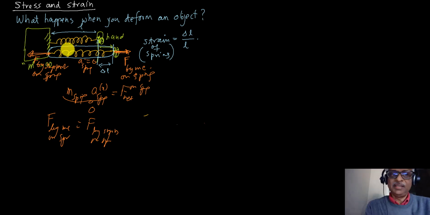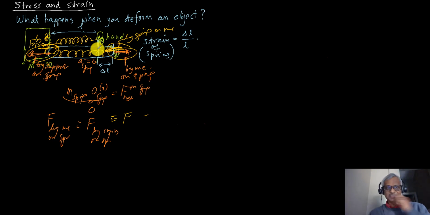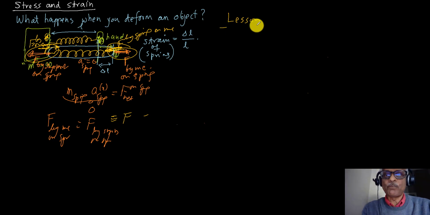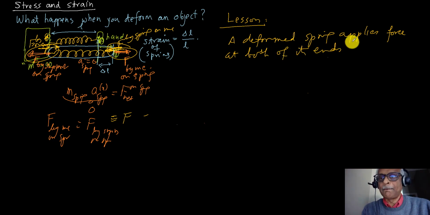And now let's look at what happens to the spring. Actually, the spring itself will also apply a force back on me. So there will be a force of the same amount. Let's call this F. There will be F by spring on me, and there will be a force by spring on support. These are pair forces, right? So equal and opposite forces, those are pair forces. So when you deform the spring, a spring starts to apply a force. So the lesson here is a deformed spring applies force at both of its ends. So that's the lesson.